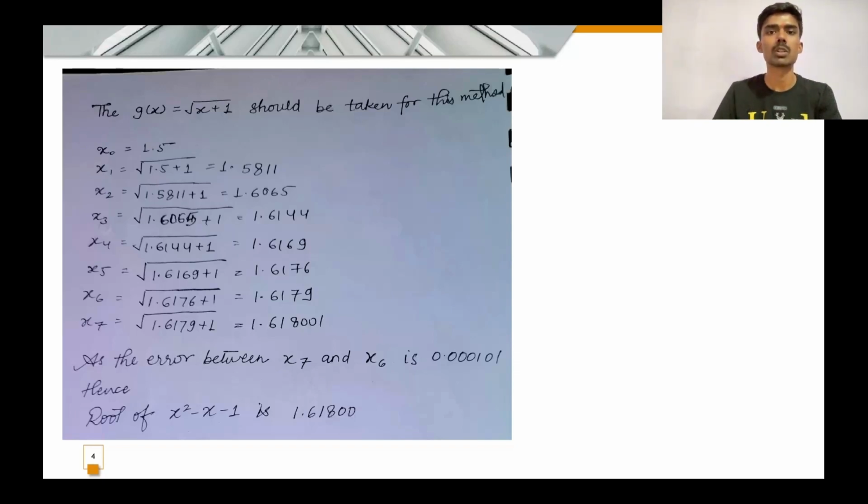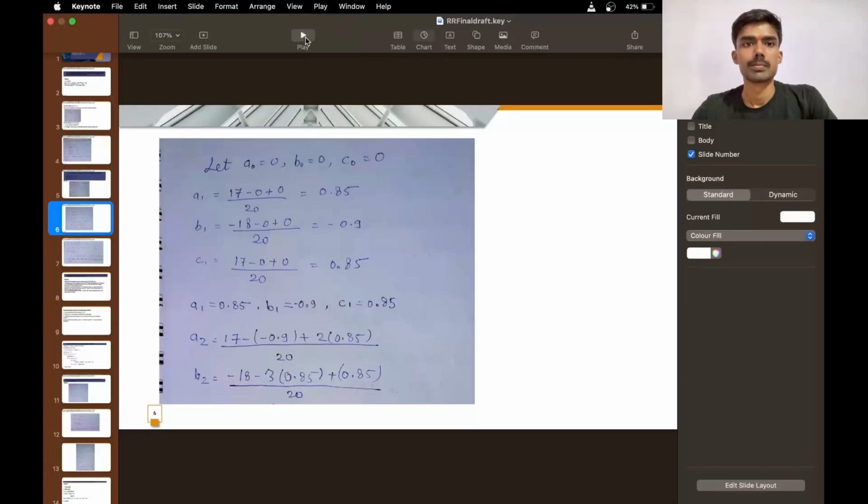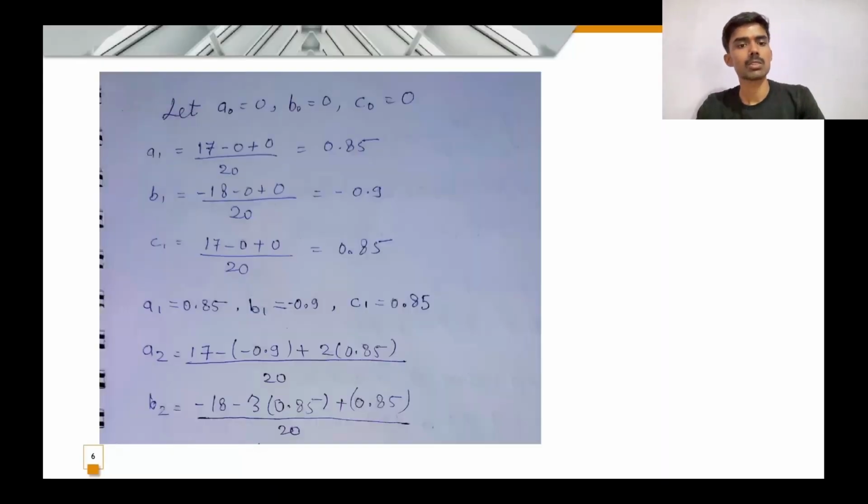Moving on to the next question, we have find the solution of the system of equations using iterative method. The given equations are 20a plus b minus 2c is equal to 17, 3a plus 20b minus c is equal to minus 18, and 2a minus 3b plus 20c is equal to 17. Here, on putting the value of a0, b0 and c0, we obtain a1 is equal to 0.85, b1 is equal to minus 0.9, and c1 is equal to 0.85.